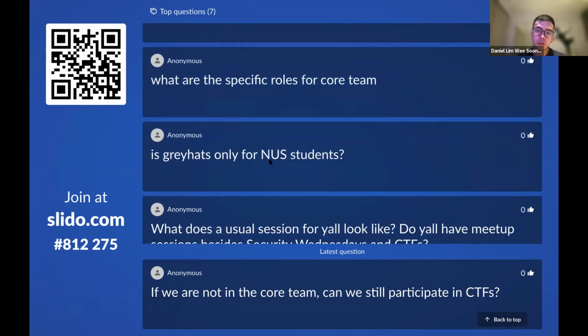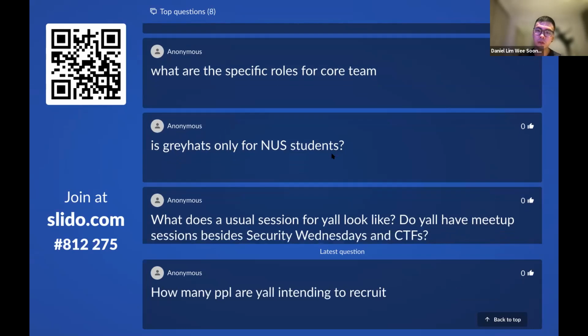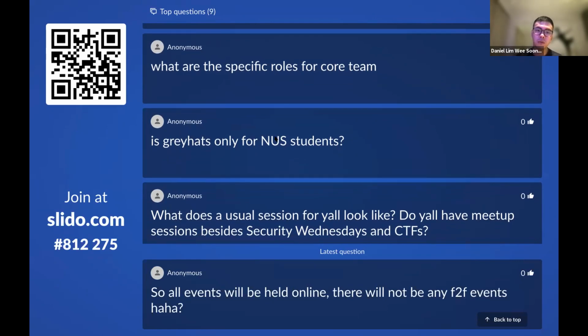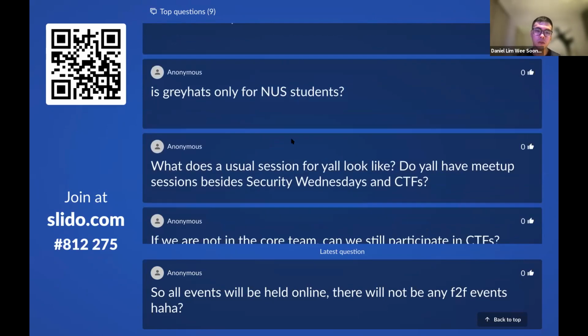It's Greyhats only for NUS students. So for the public events, it will be open to everyone, because it's through Zoom only, so anyone can join. But after it's not virtual anymore, if we can hold a physical event, people outside NUS can also come. If it's not an exclusive event, then for the core team, it's only for NUS students.